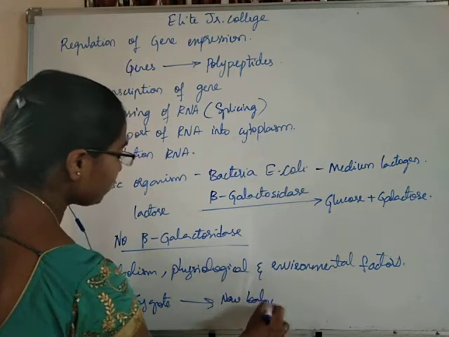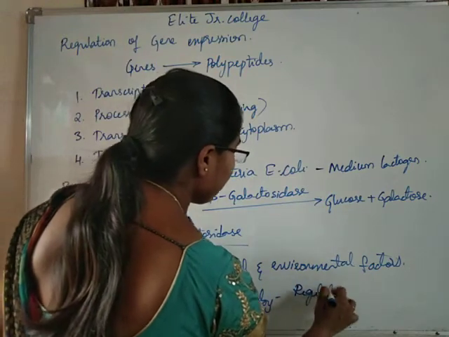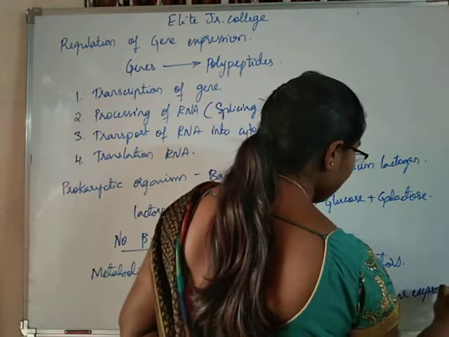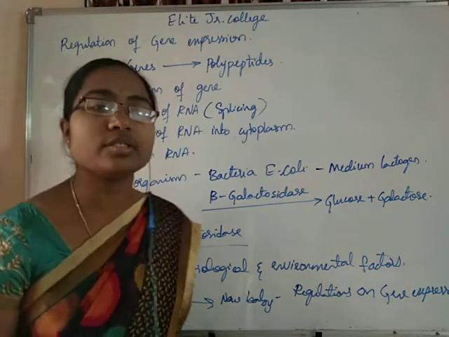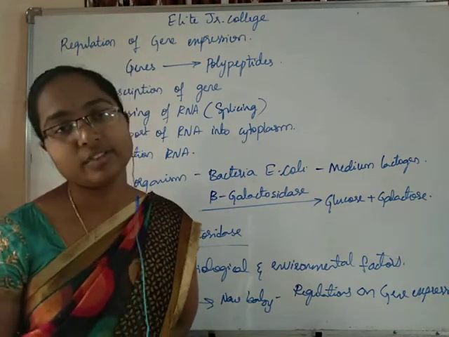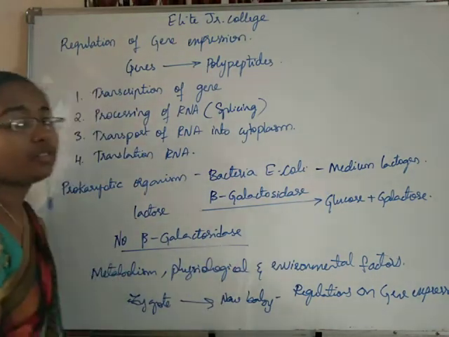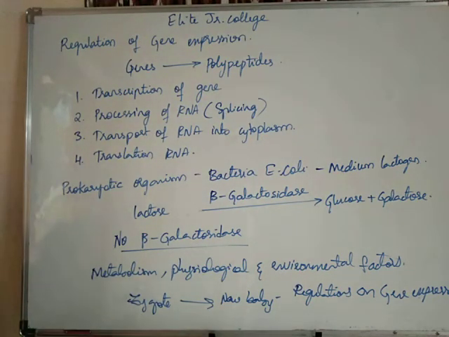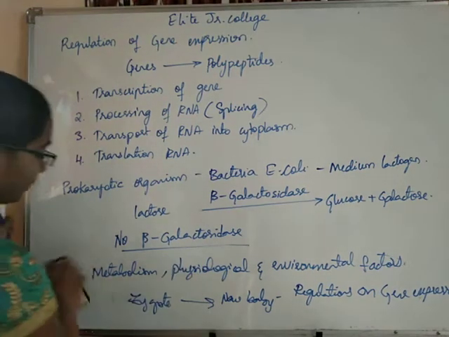Many different regulations of gene expression will be occurring. So in that way gene regulations are found at many different places in our body. According to the different metabolism, physiological and environmental factors, the gene expression is regulated. Okay, so now let us learn exactly how this gene regulation is happening.